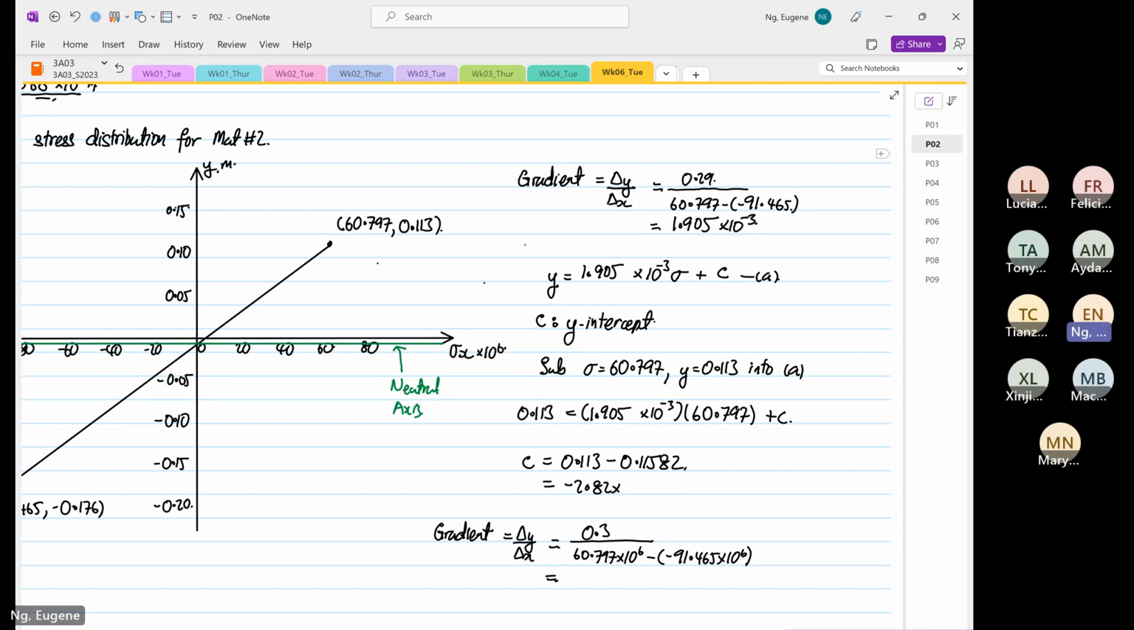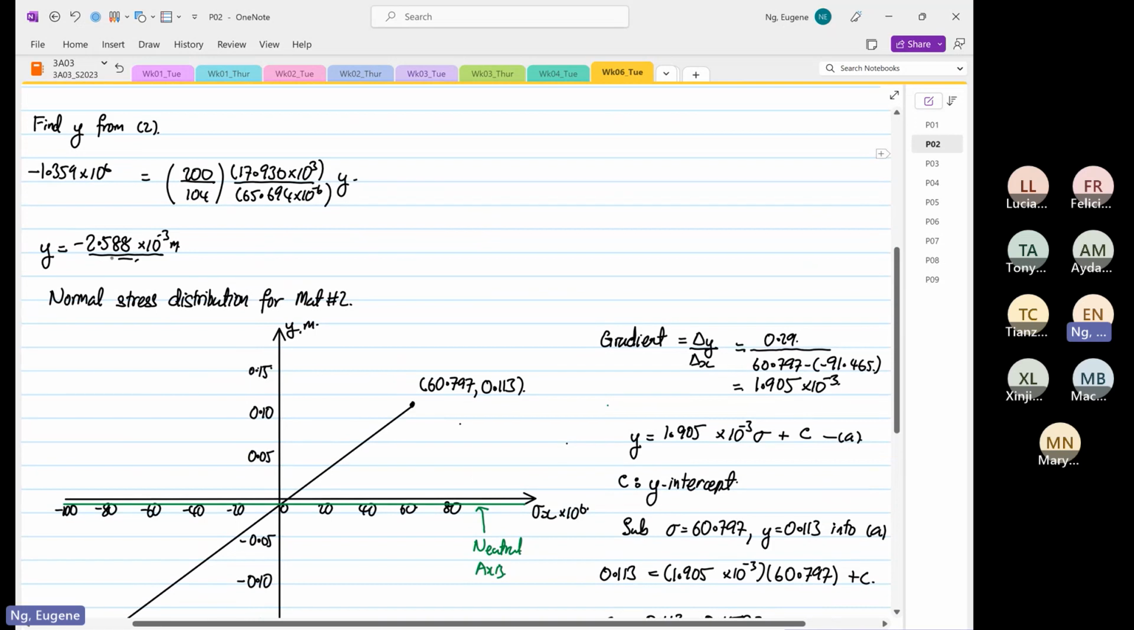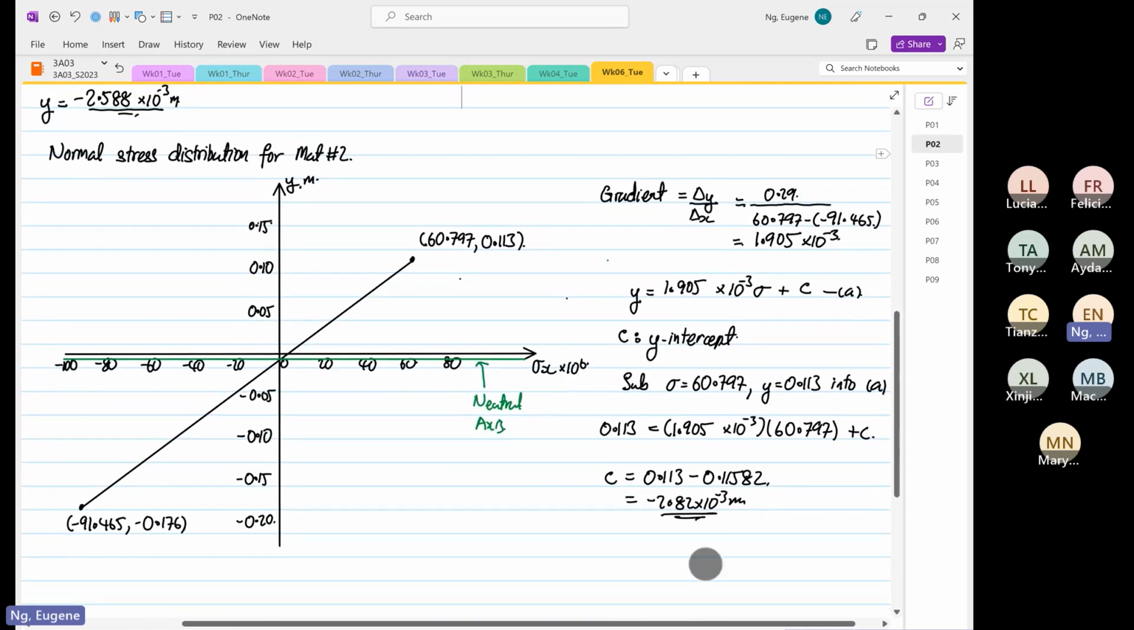2.82 times 10 to the power minus 3 meters. Okay. So because of the rounding that we have done, by using this method, you got 2.82. If you use this method over here, you get 2.588. So they are not that far away. If you look at it, it's about 0.5 power minus 3 minus 0.8 power minus 3. The difference is 300 microns or 0.3 times 10 to the power minus 3 meters.